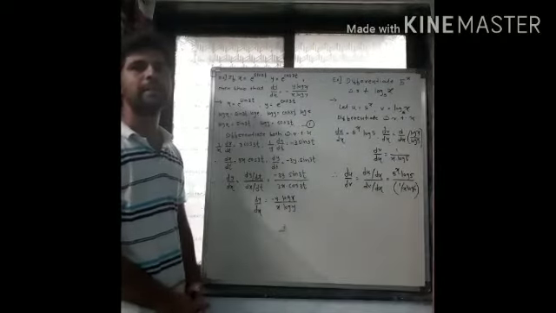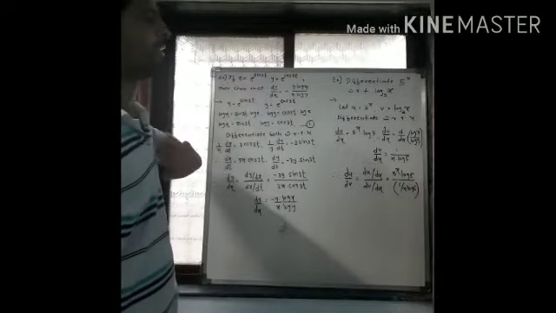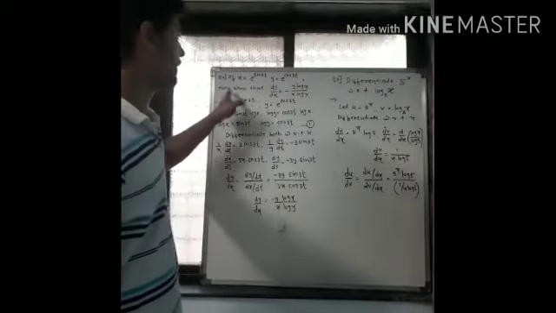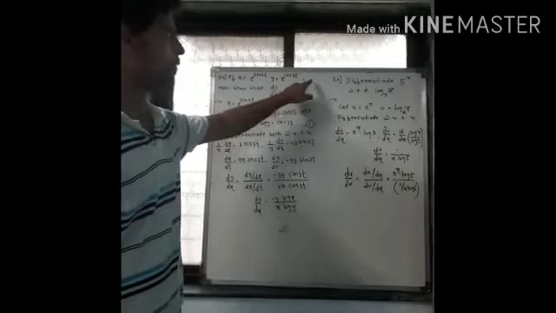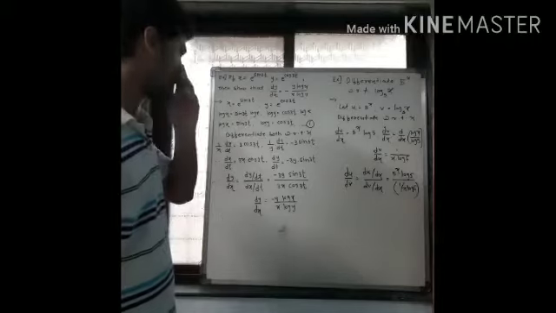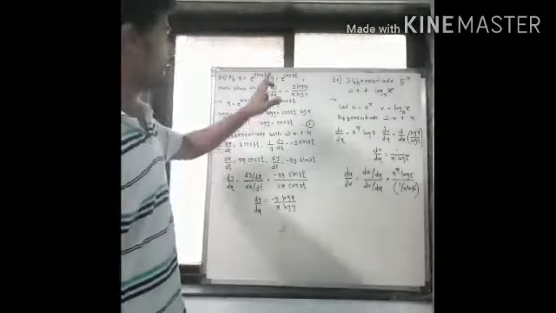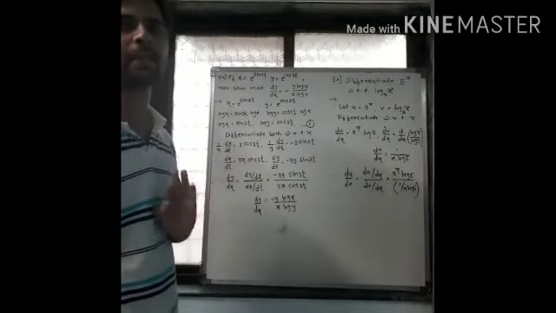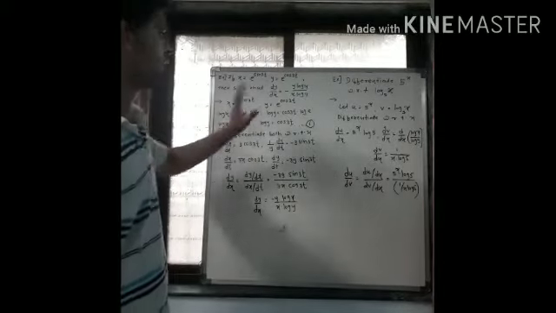Okay, now let's see the next example. If x equal to e raised to sine 3t and y equal to e raised to cos 3t, then show that dy by dx equal to minus y log x upon x log y. So this is what we have to show. Now x and y are two different functions and their parameter is t. So we'll differentiate x and y both separately with respect to t. First differentiate x and then y.